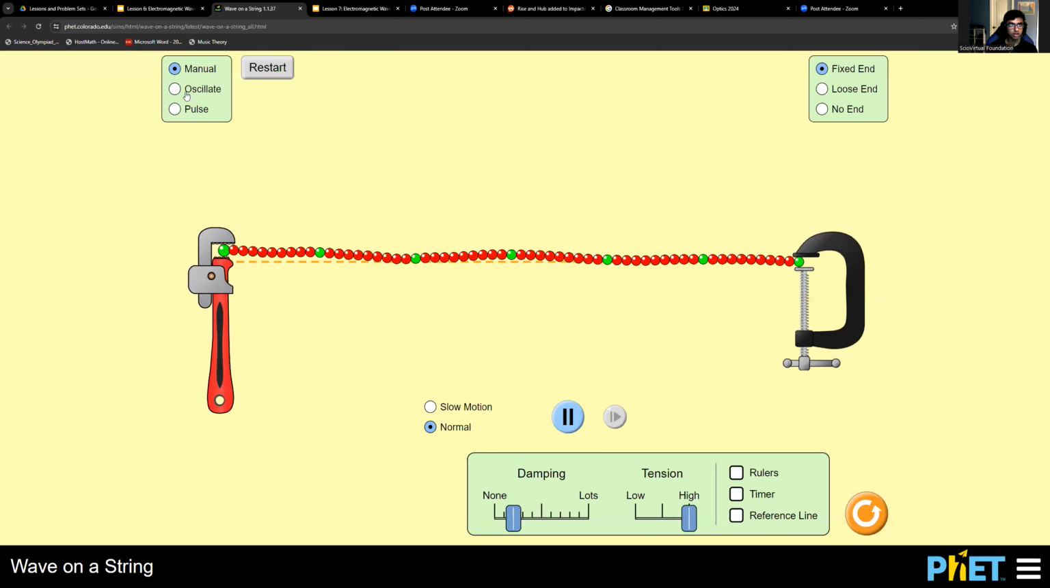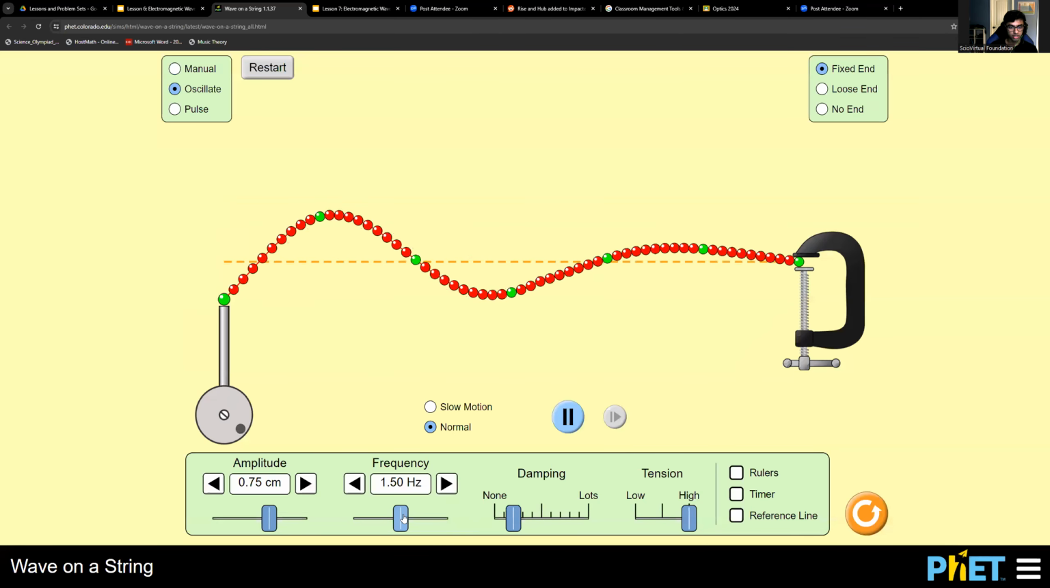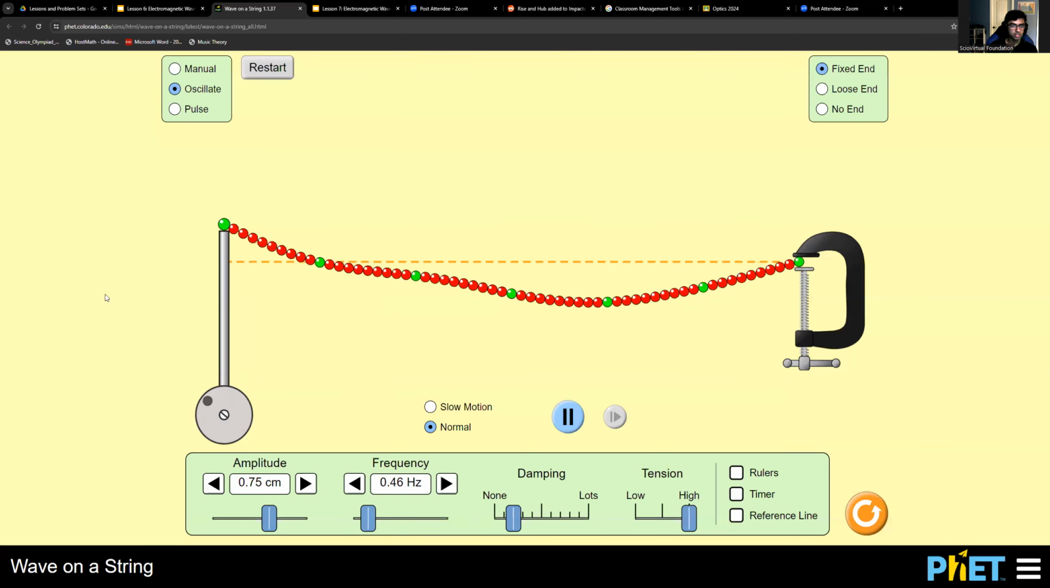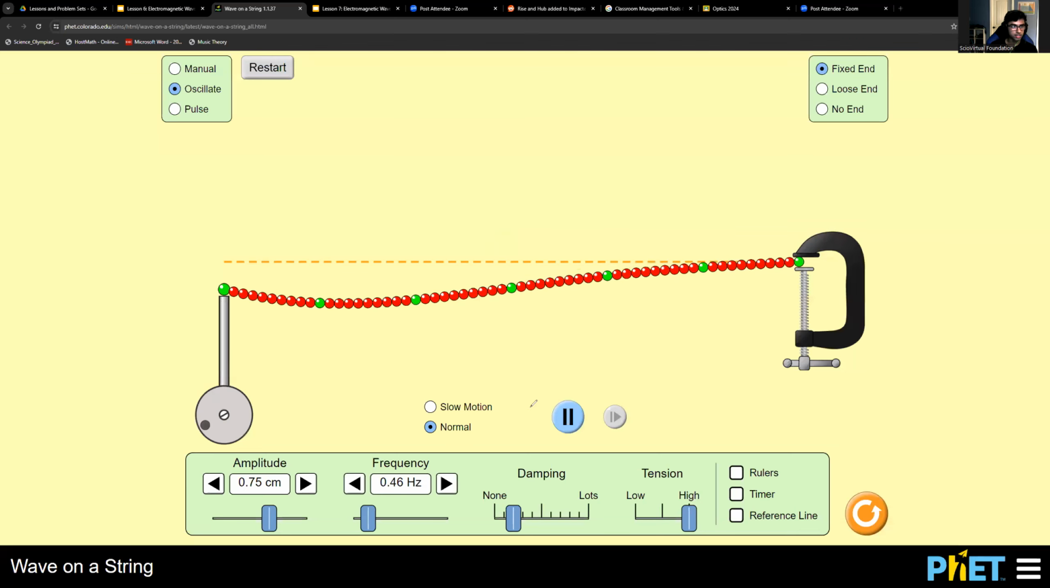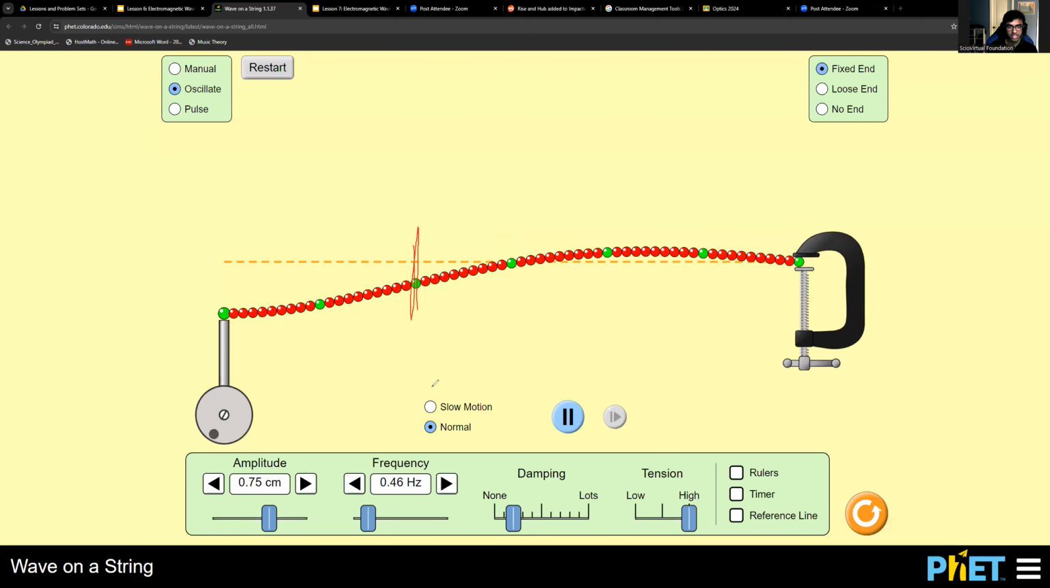If I do the auto play feature and lower the frequency a lot, just to see, and I draw a line right here, you can see this green dot is staying along that line.